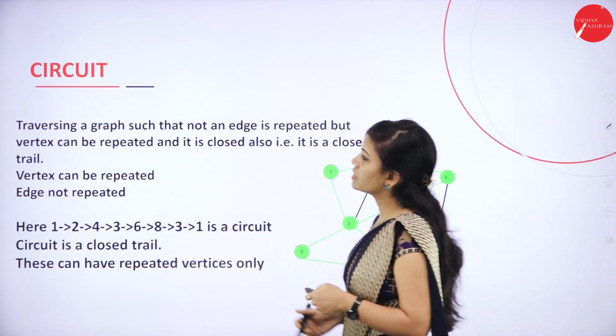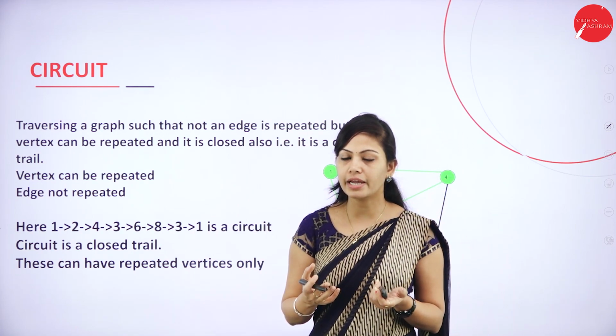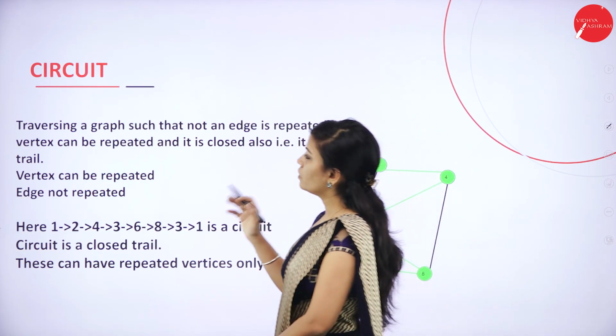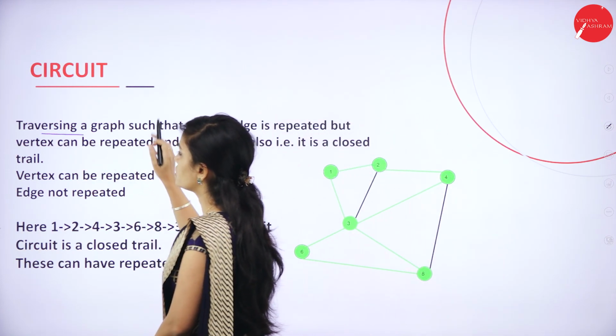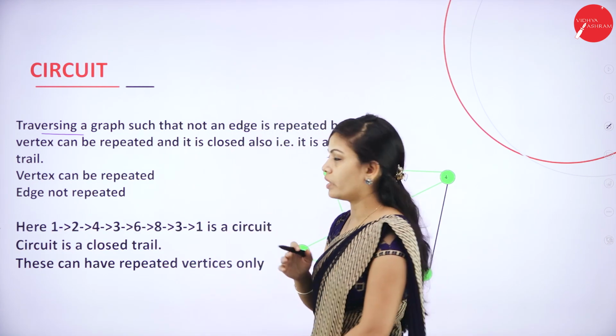And next one is circuit. So what is this circuit? Circuit is in physics, right? So why do we have to study this circuit in graph theory? So let us understand about circuit. Traversing a graph. Traversing means visiting each and every node.